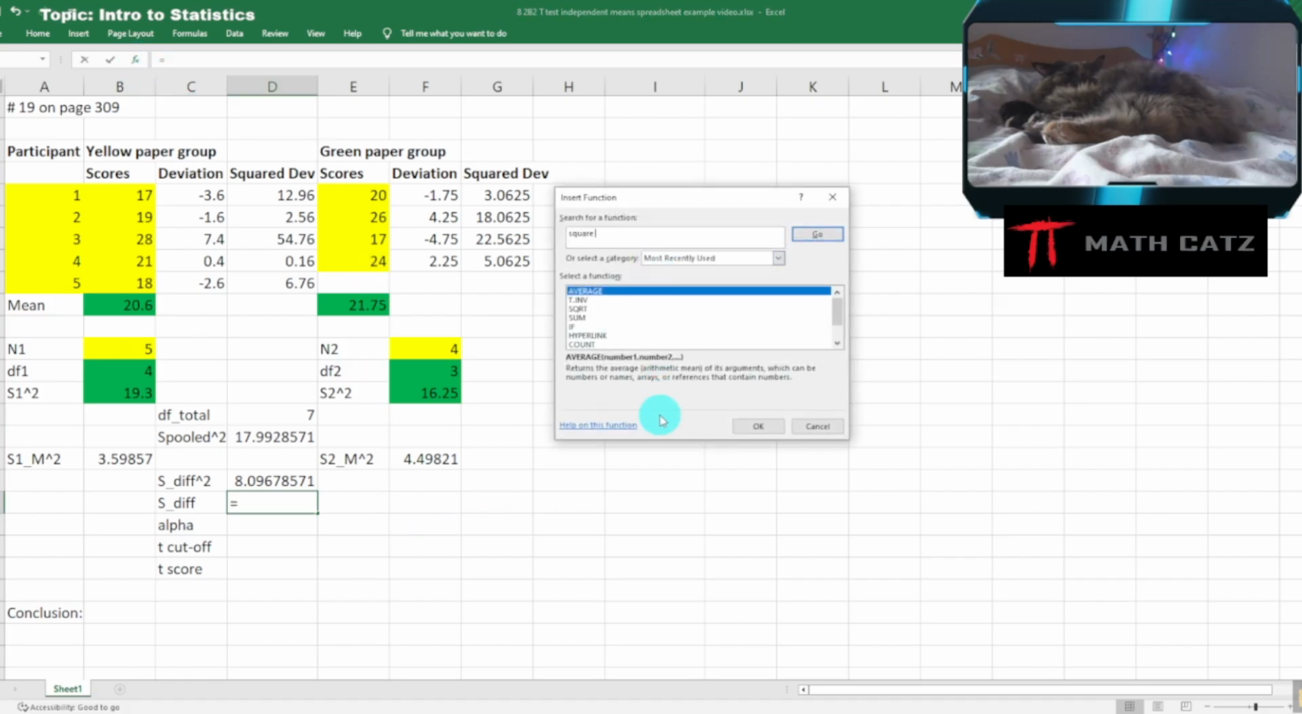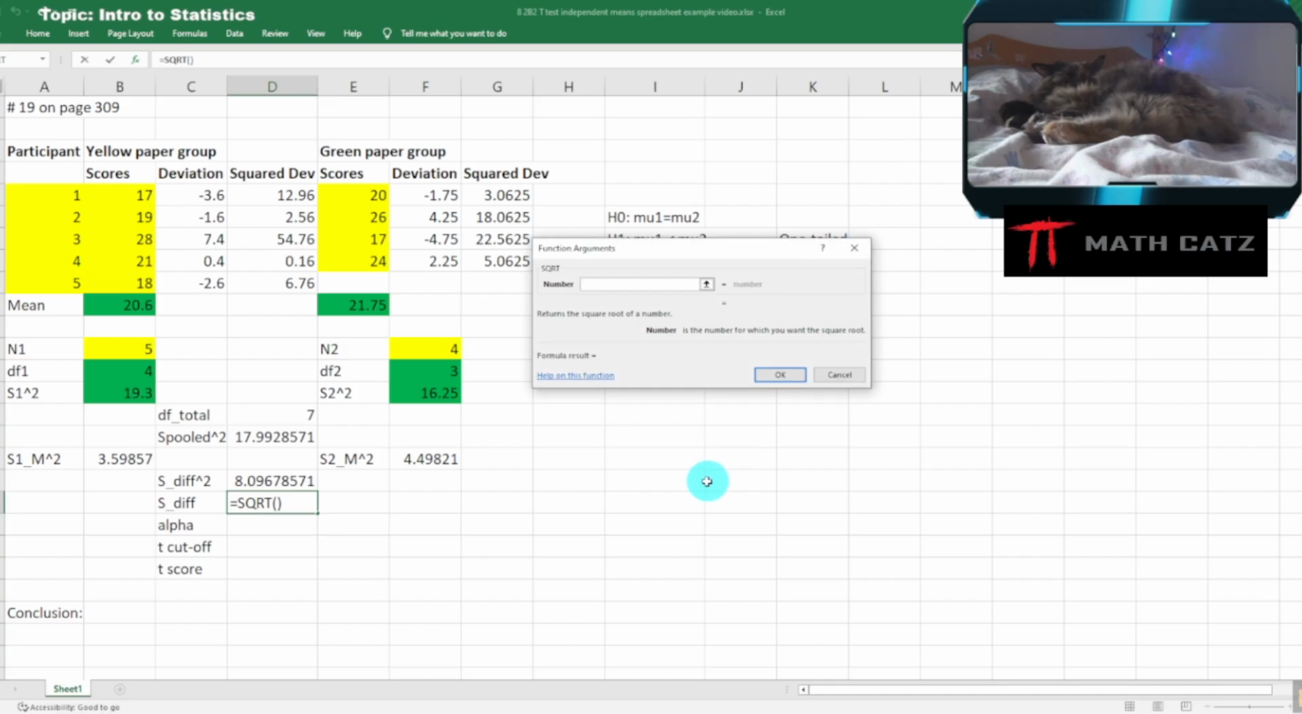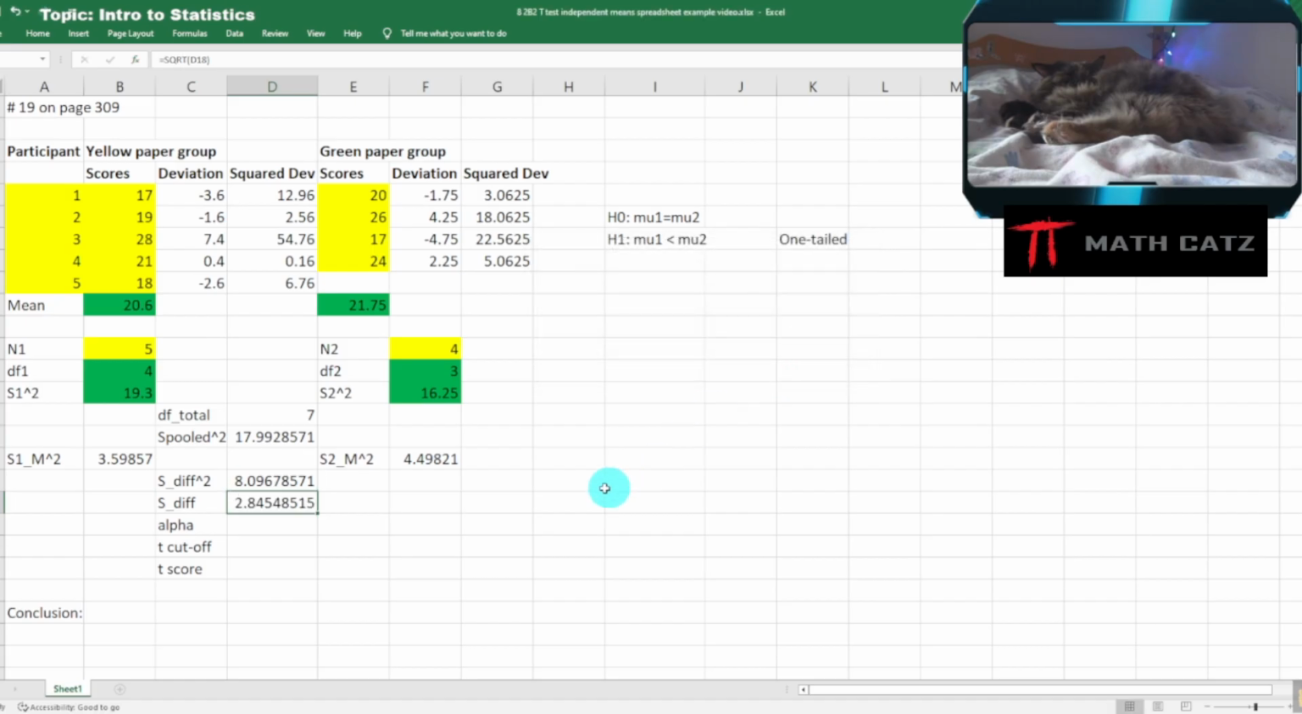I'm going to type square root because that's what I want to do. Click on go. And there's a couple of them there. Try that one. And it returns the square root. Yeah, okay, that's what I want to do. So we'll do that. Then it tells me, okay, the square root of which number? Of this one. Click on OK. And there we go. Now the alpha that they gave me, I believe was 0.05. We're going to go double check.